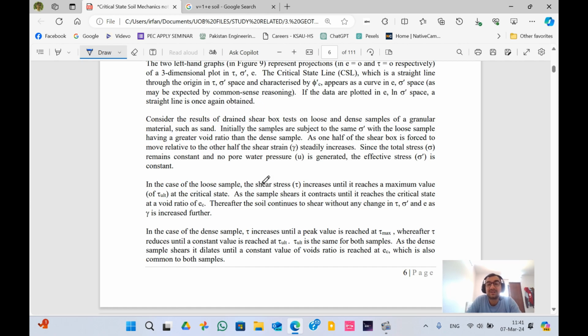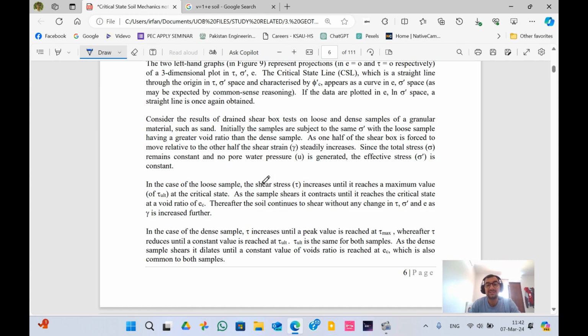As one half of the shear box is forced to move relative to the other half, the shear strength steadily increases. That we already know. Since the total stress remains constant and there is no pore water pressure, the effective stress is constant. This we have already studied, because in a drained test there is no pore water pressure. Therefore, the effective stress will be equal to the total stress. In the case of the loose sample, same.